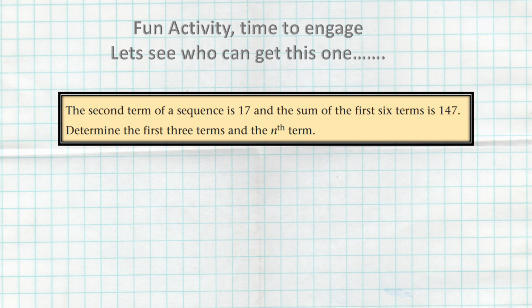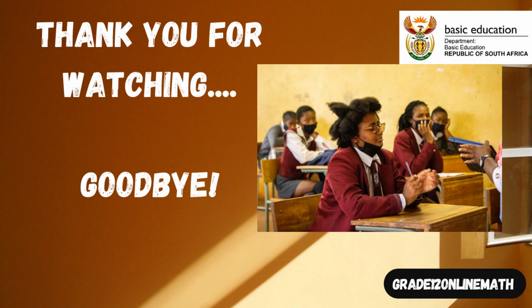It says the second term of the sequence is 17, and the sum of the first 6 terms is 147. They need you to calculate the first 3 terms and the nth term. So just pause this video, try to answer this question, drop your answer in the comment section, and we'll see how it goes.